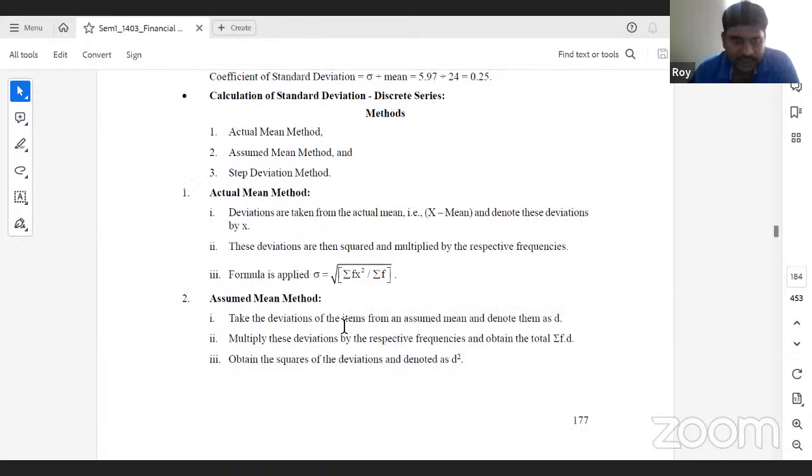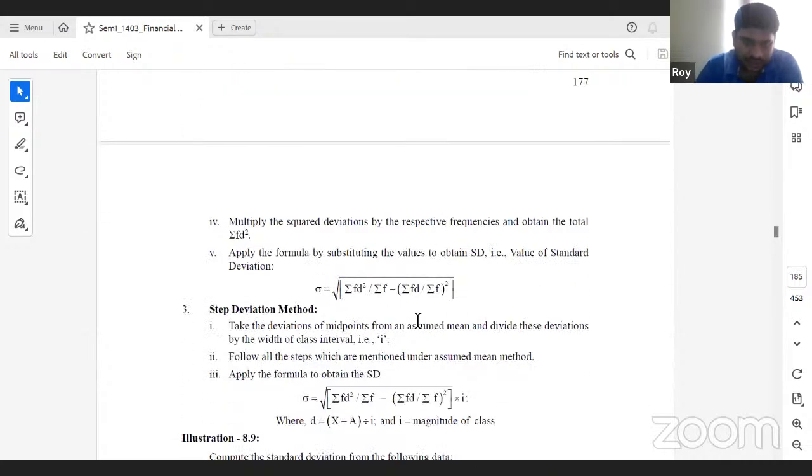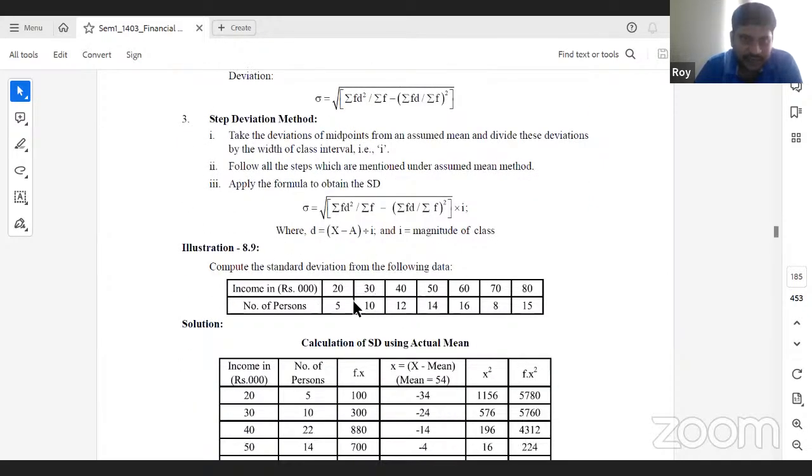Again, there are 3 types. These are the formulas. See, calculating is the same. Only you need to learn the formula by heart. There is no other option for that. Right? Once you learn the formula by heart, you apply it, then you will get these values. This is the one. Step deviation method. This is the formula. Standard deviation from the formula.